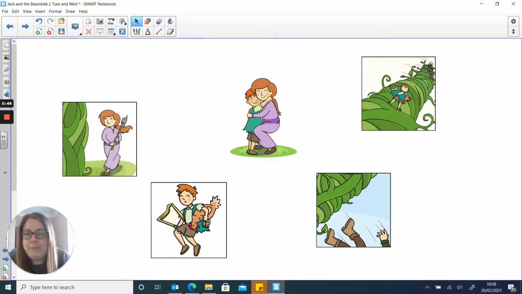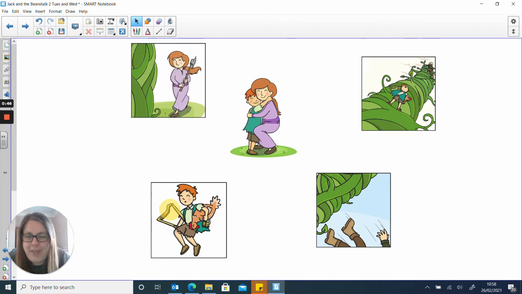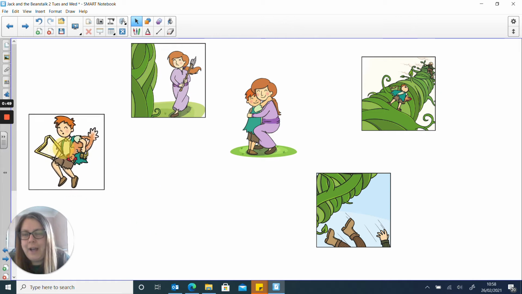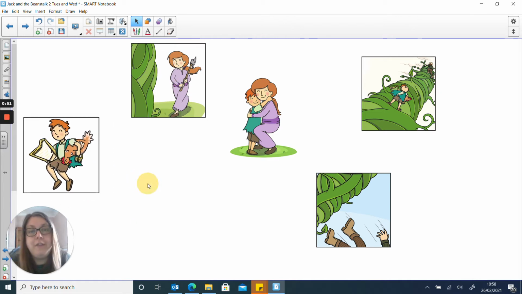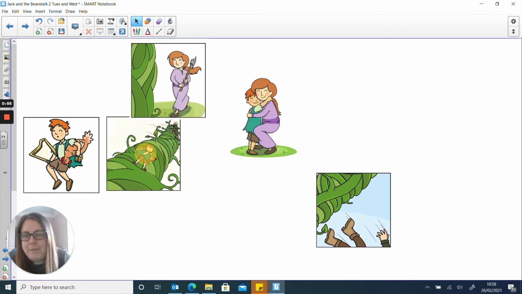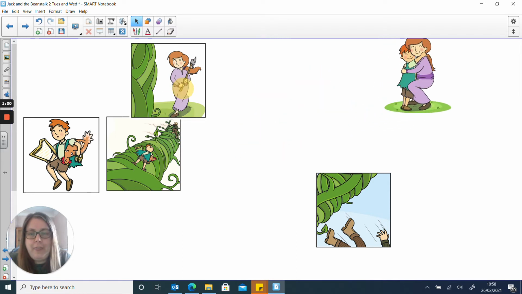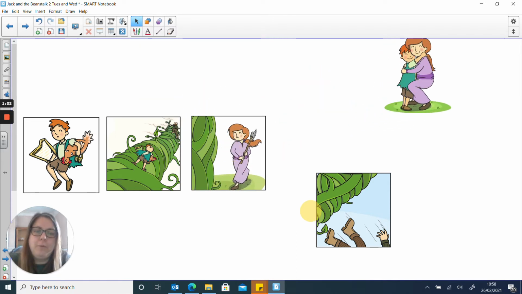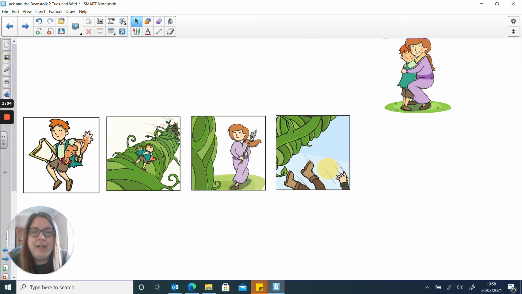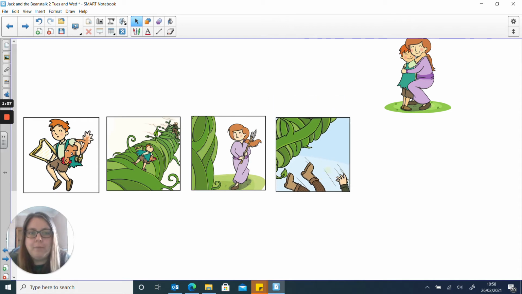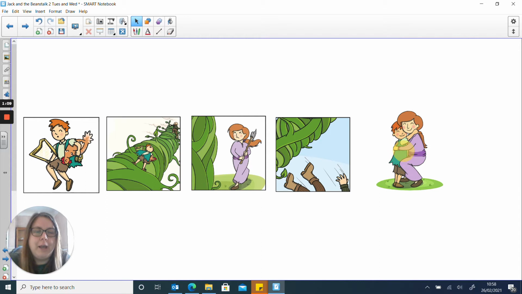So we've got, I'm going to move Mum up there, angry Mum there. So we've got Jack with his harp and his hen, because he came running out of the castle with the beans, down the beanstalk. And then we've got Jack running down the beanstalk and the giant going after him. Then we've got Mum chopping the beanstalk with the axe. And then the giant falling down because the beanstalk had broken. And then Jack and Mum lived happily ever after. Well done if you said that to your grown-up and you got them in the right order.